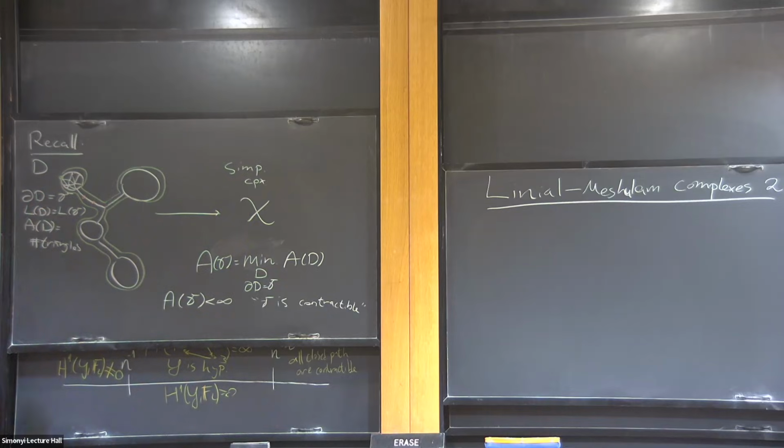Okay? And then you can associate two other parameters to the diagram. One is the length of the diagram, which is just the length of this path, just how many edges you walked over along this path. And you can associate the area of the Van Kampen diagram, which is just how many triangles you see here. Okay?